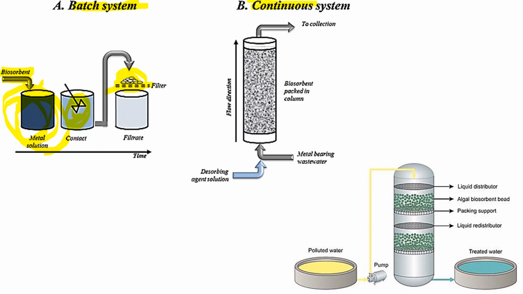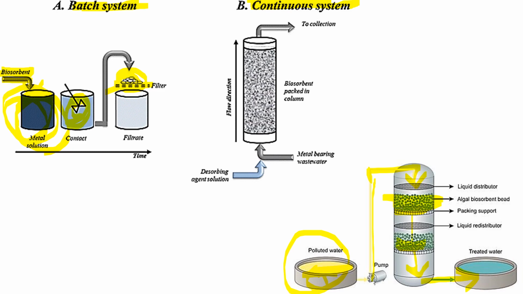And another kind of mechanism is the continuous system. So in the continuous system, as you can see here, you have polluted water, and this polluted water is pumped into a column. So this column contains various sets of algal biosorbent beads. These algal cells have been converted into beads, and they are packed on various layers. So this polluted water is pumped down. This algae absorbs the metal ions in the polluted water, and the treated water is taken out.